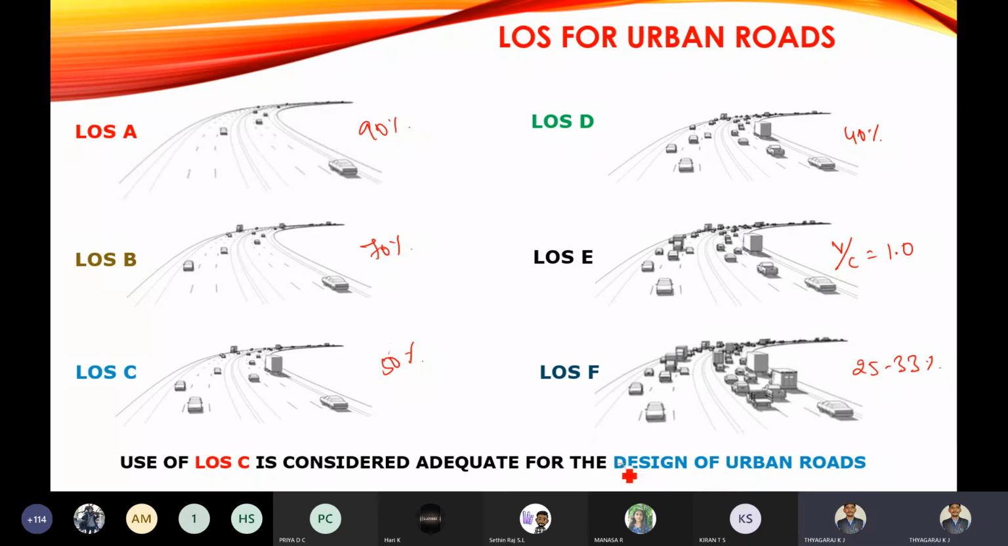And for the design of urban roads, we will be using level of service C. That is, 50% of the speed is what we are going to determine. That is level C, and that 50% is what we are going to check and use. If the road is designed for 100 kmph, the vehicles will be moving at 50 kmph. Okay, the 50 kmph we will be using. Is it clear?